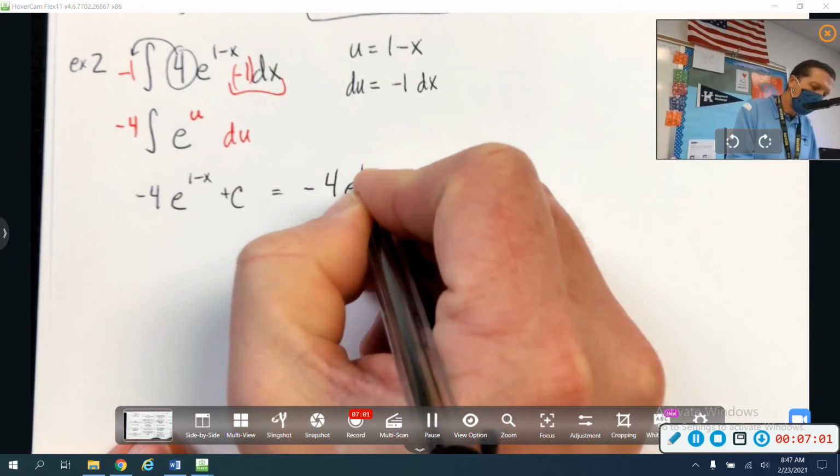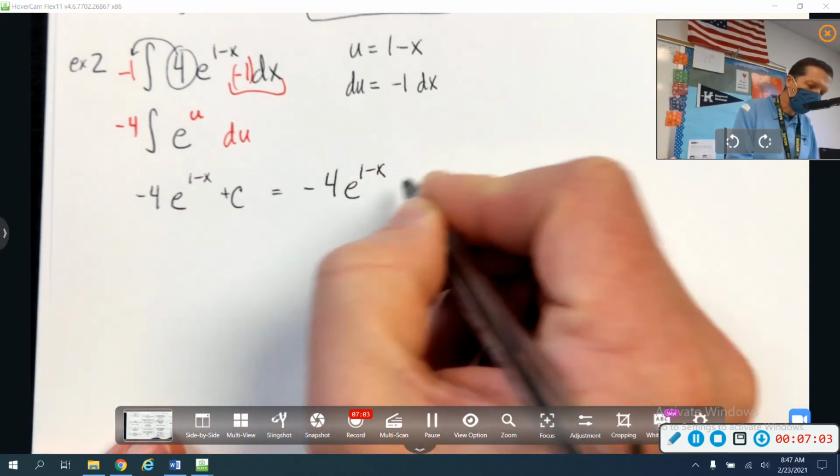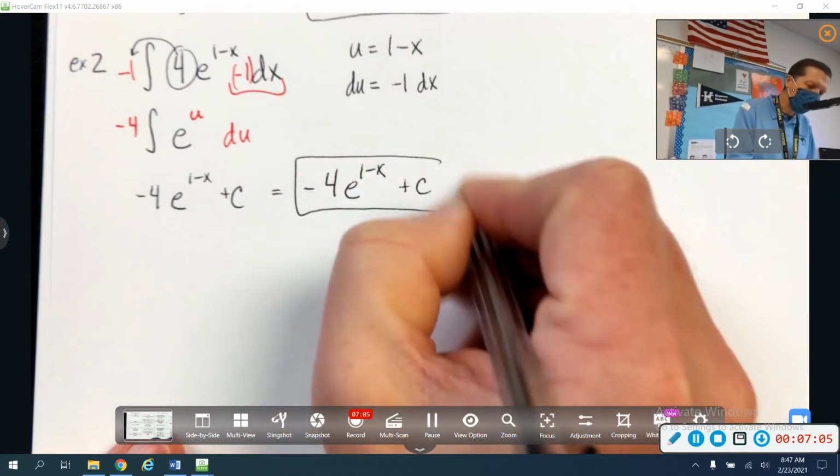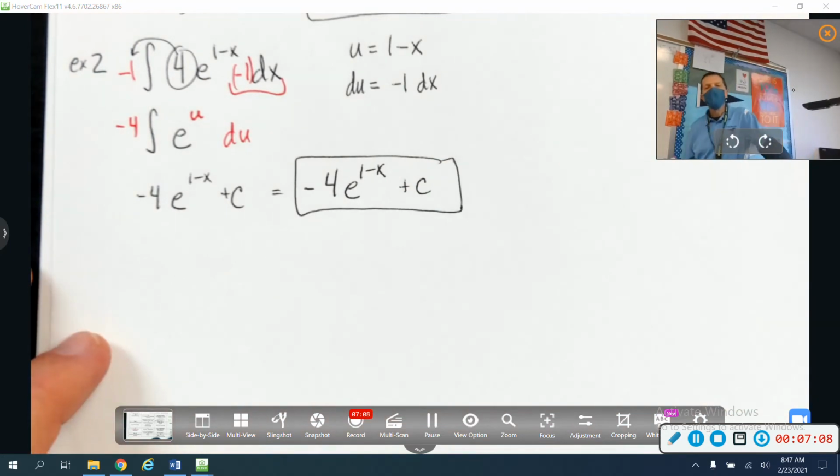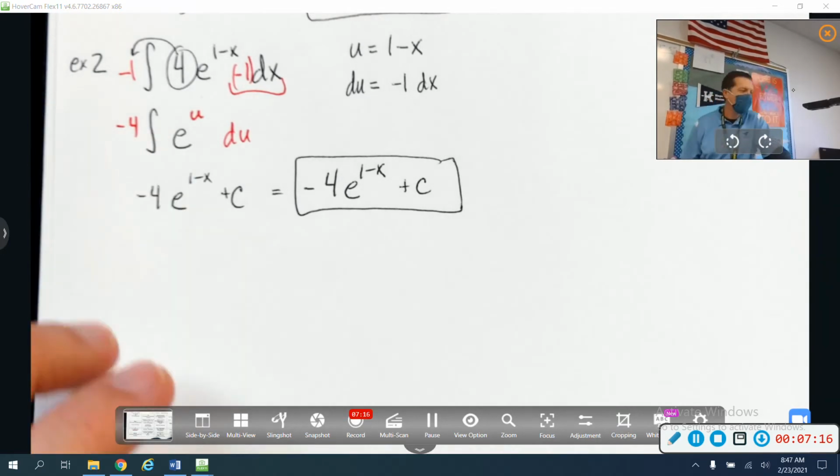Negative 4, e to the 1 minus x. Oh, I plugged it in on the fly. I didn't even need to write that again. So it's all about getting the u and du and fixing the integral so that it works. Once it's fixed, they're kind of all the same after that.